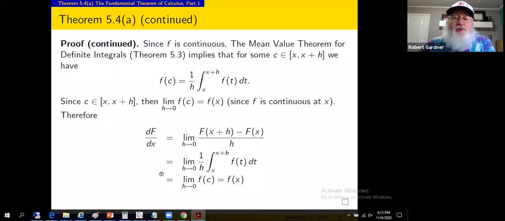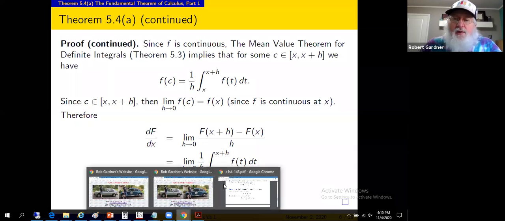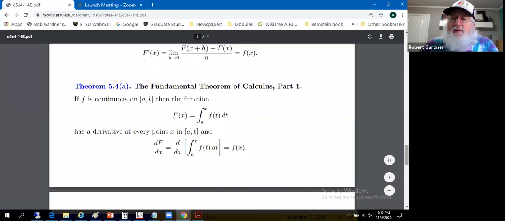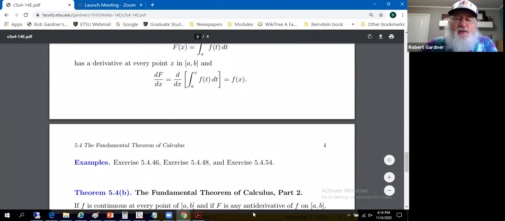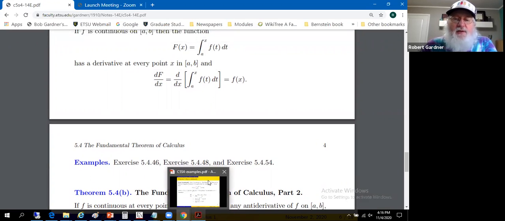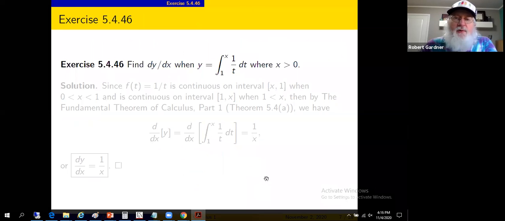And that's what we were trying to show. We were trying to show the derivative of capital F is lowercase f. That is, capital F itself is an antiderivative of lowercase f. We've used that notation before with the capital F's. Back to the notes. All right, let's do 3 exercises that illustrate that, and then we'll do the second part of the fundamental theorem of calculus. Okay, so let's illustrate what's going on here with this fundamental theorem of calculus thing.